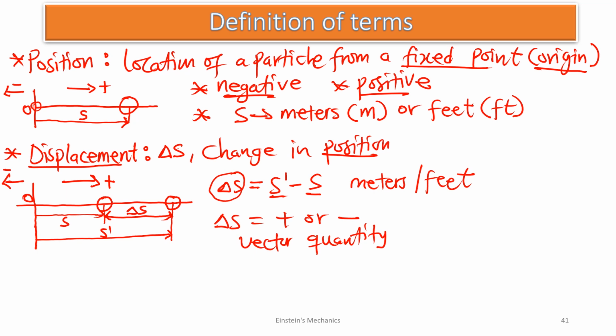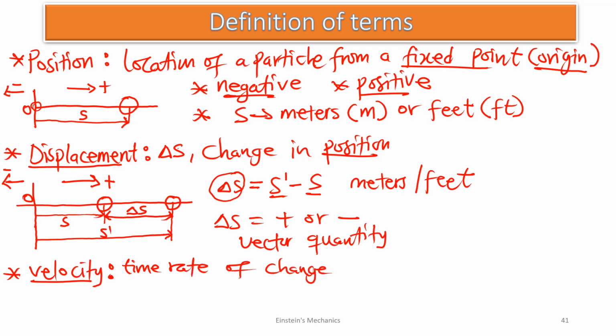Now, the third term is velocity. Now we'll come across the word velocity. And what does velocity also mean? So velocity is basically the time rate of change of displacement. So you can see how there is a change in each of them. So now we use position to find displacement. Displacement is helping us to get the velocity.